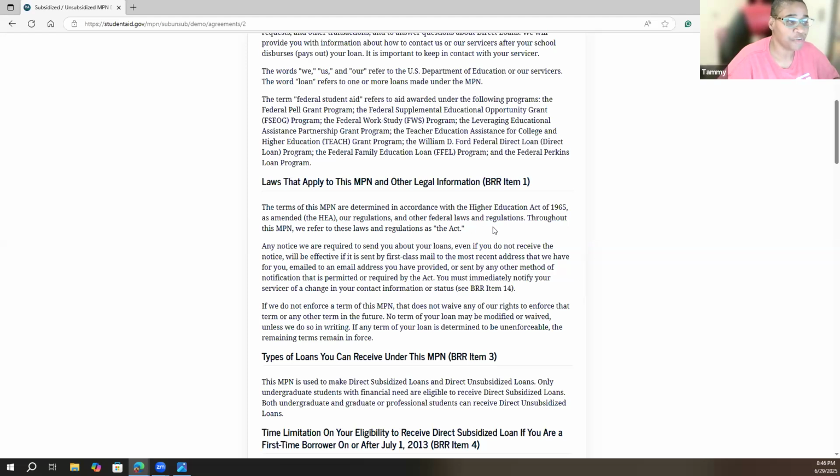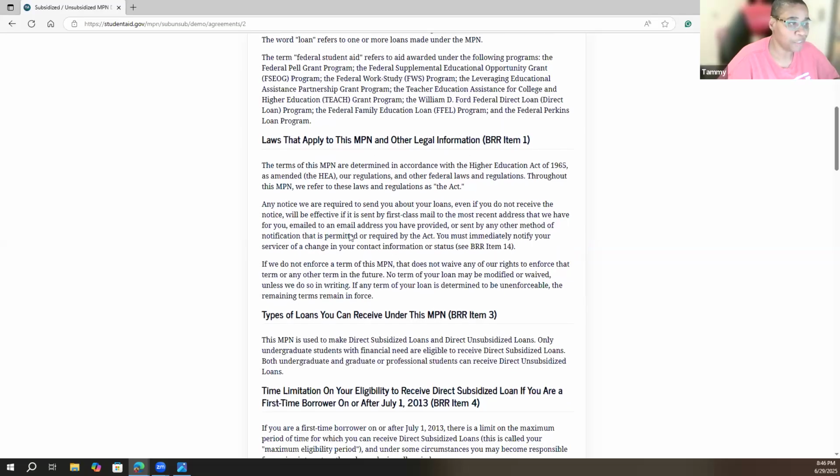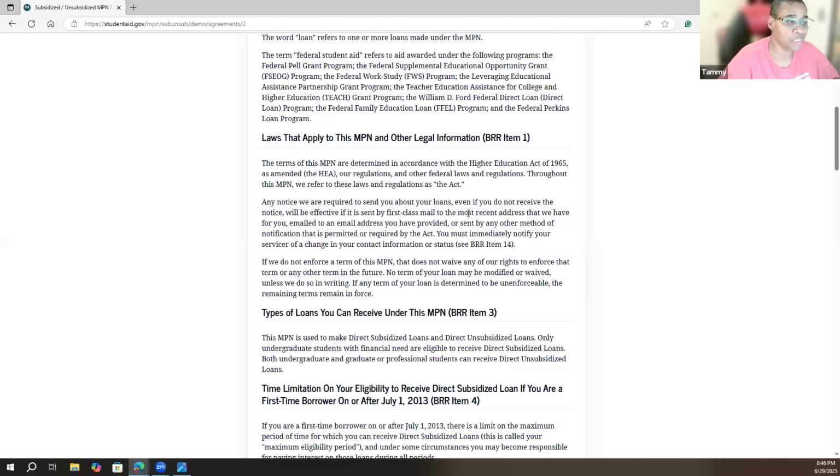Our regulations and other federal laws and regulations, throughout the MPN, we refer to these laws and regulations as the Act. They tell you any notice we are required to send you about your loans, even if you do not receive the notice, will be effective if it is sent by first-class mail to the most recent address that we have for you, emailed to an email address you have provided, or sent by another method of notification that is permitted or required by the Act. You must immediately notify the servicer of a change in your contact information or status. So what that means, again, if your contact information is not up to date in your student aid account or with your loan servicer, you want to make sure that you're getting that information updated.